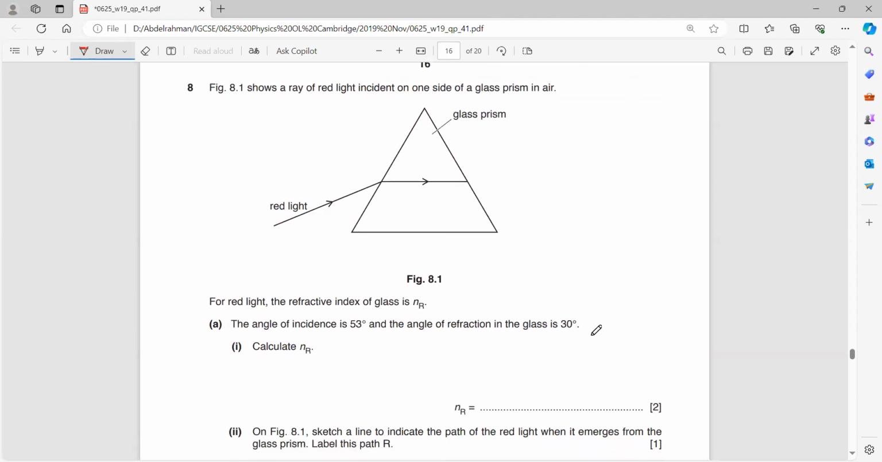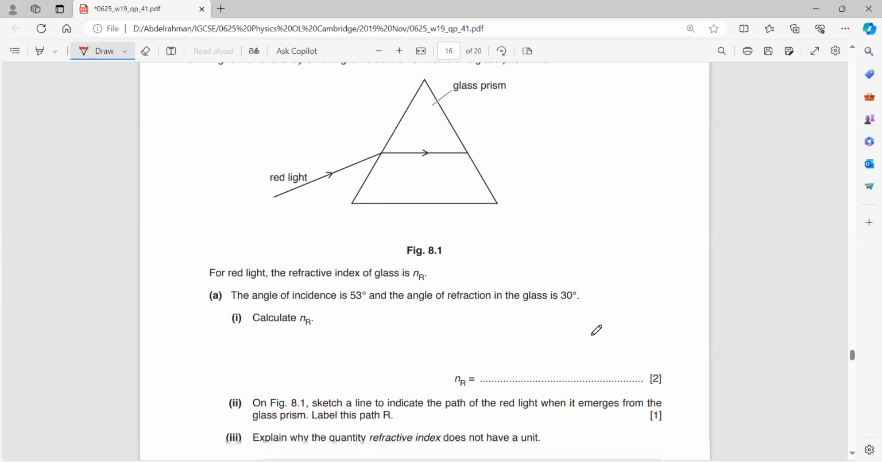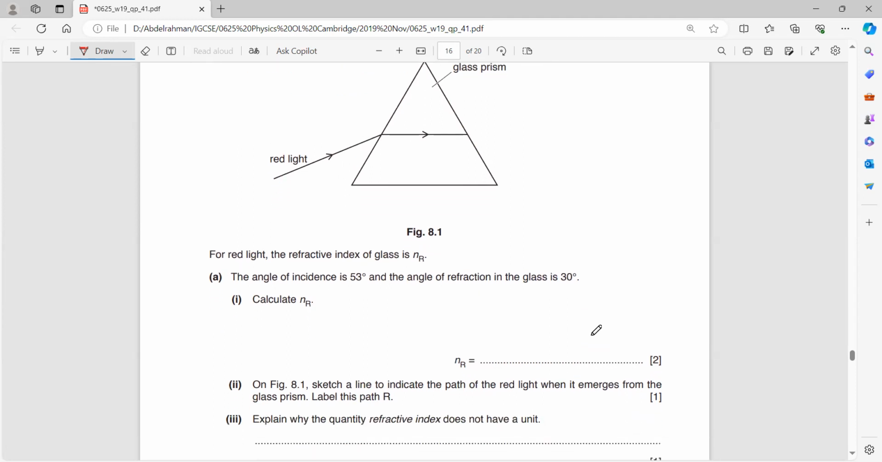Question 8. دلوقتي I have a red light going through the glass prism، and the angle of incidence is 53, angle of refraction is 30.